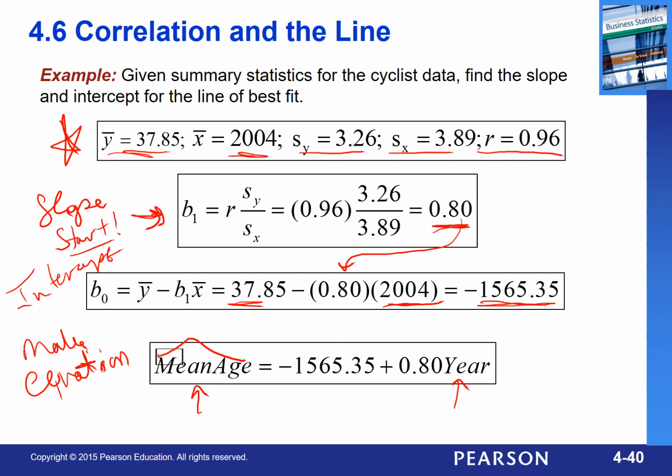So the first thing we're going to calculate is B1. We find the correlation and my two standard deviations, and I plug those into the formula, and I calculate that, and I came out with 0.8. And then I'm going to use that in calculating the intercept.